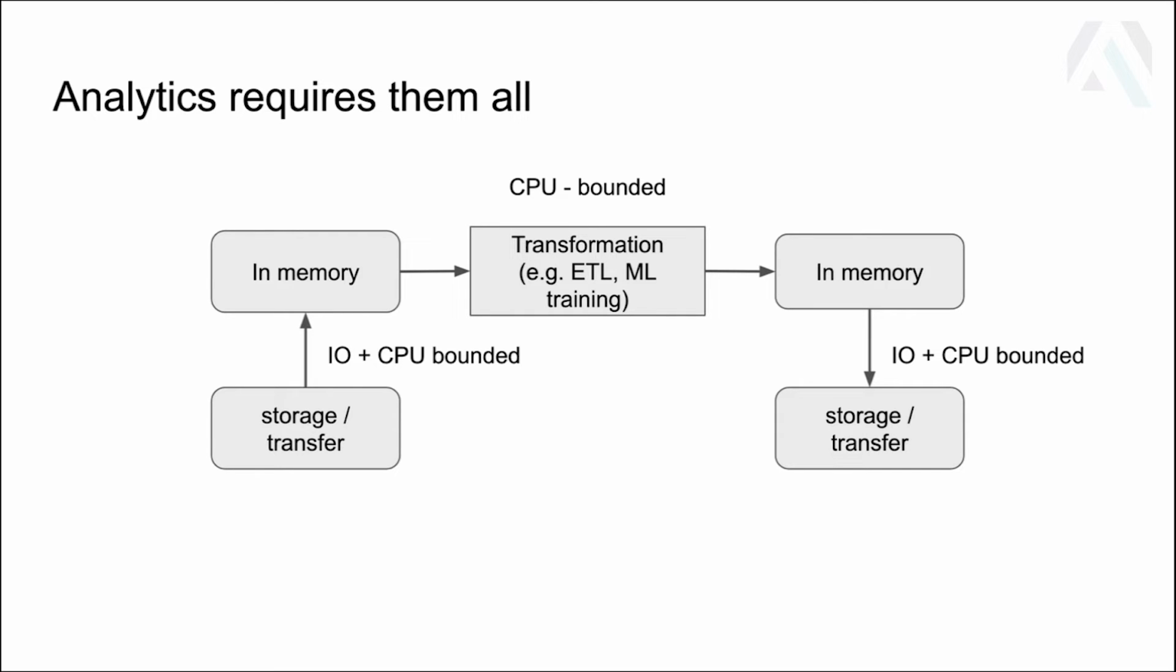Okay, and then in transformation you may also have IO bounded work. For example, if your transformation is making GPU calls, then you may have to wait for the GPU to run, and in that case you have an IO bounded call in the mixture, right? So analytics as a whole usually requires storage formats, in-memory formats, sometimes row and columnar, depending on the type of analytics you're doing, and then it requires CPU bounded and IO bounded tasks.